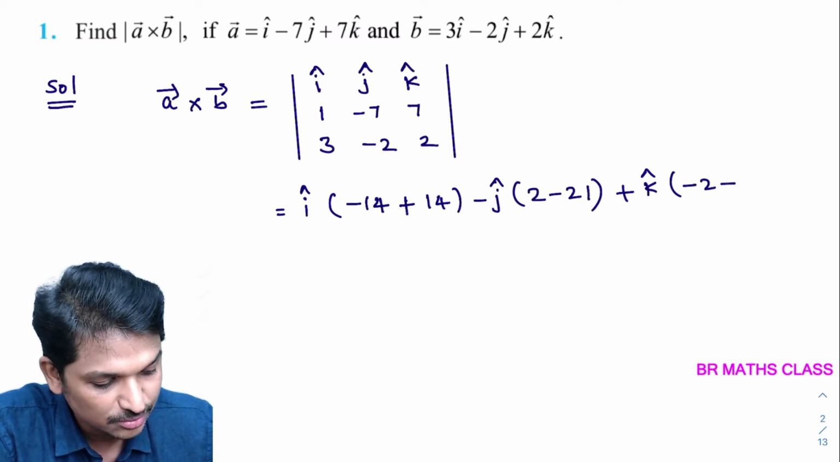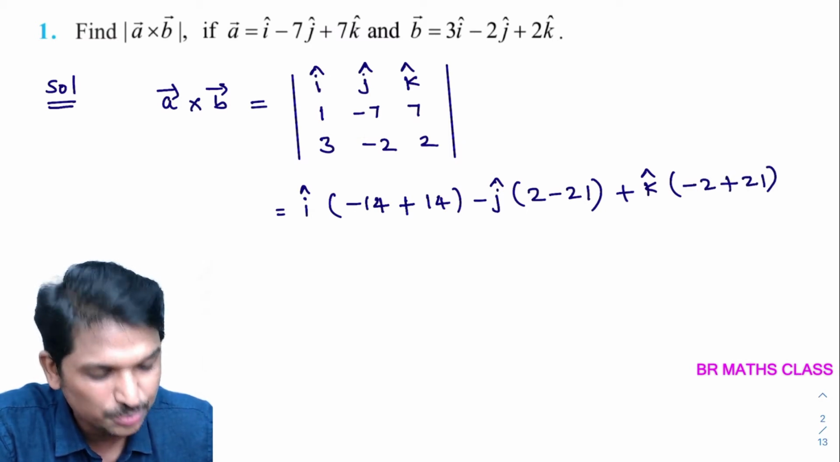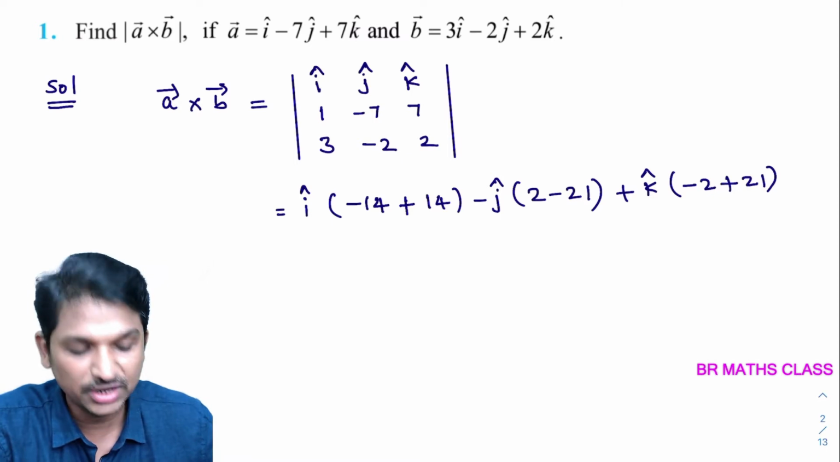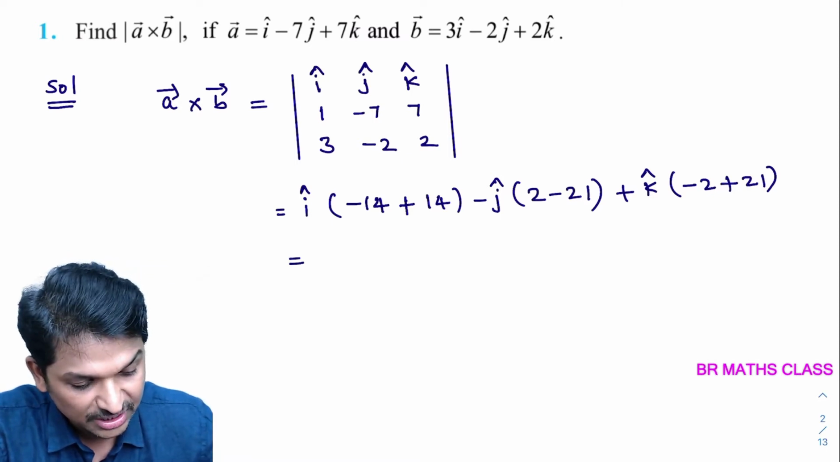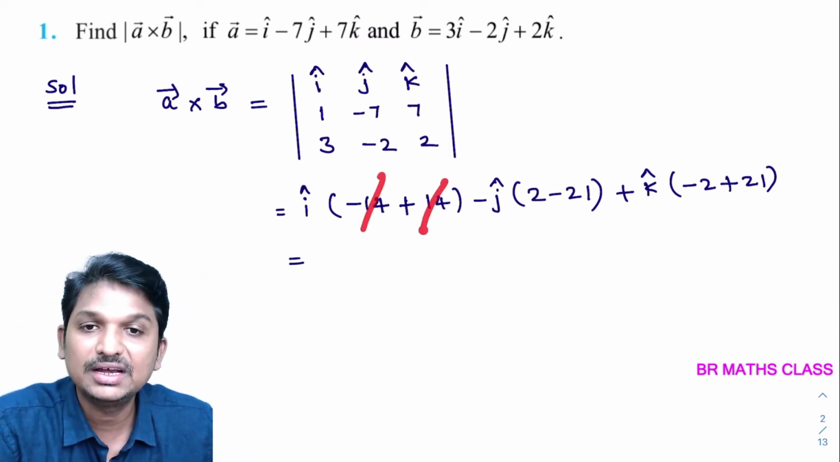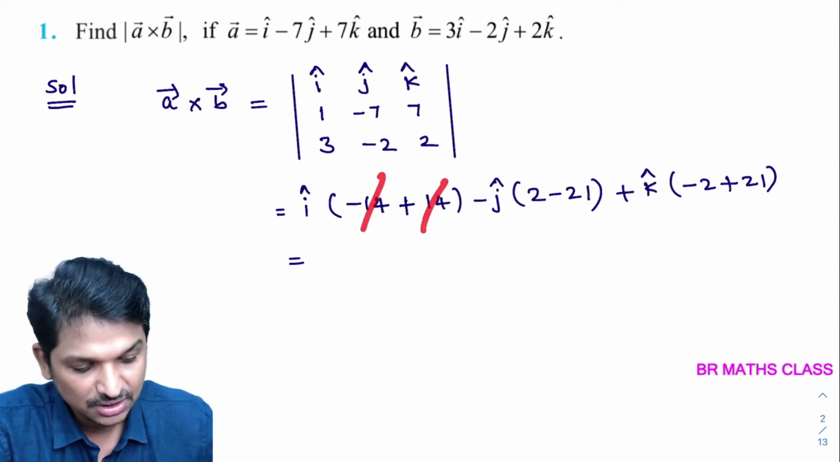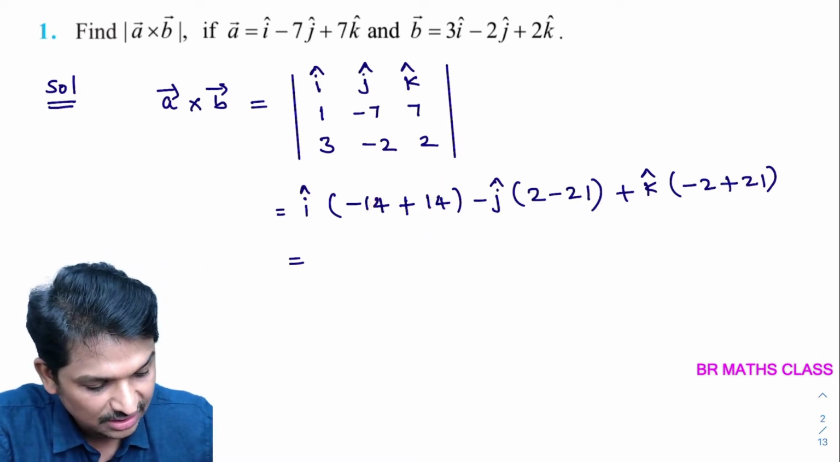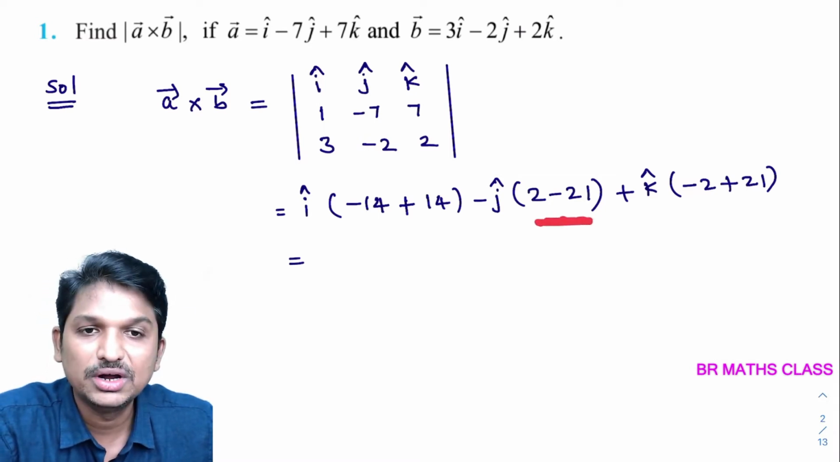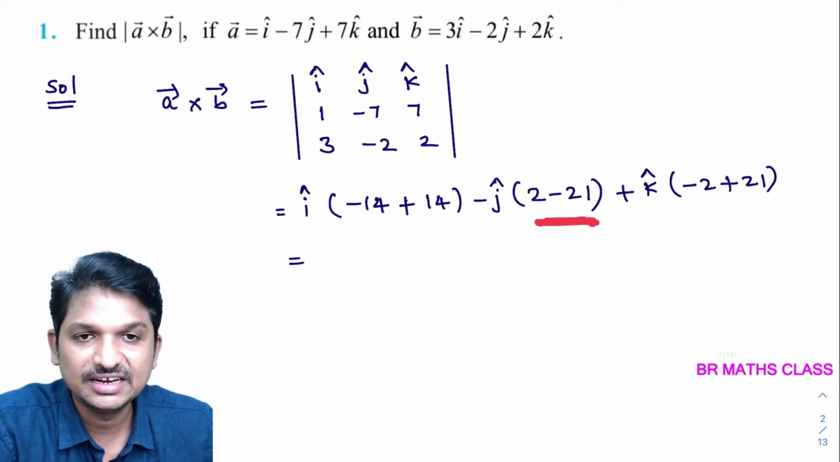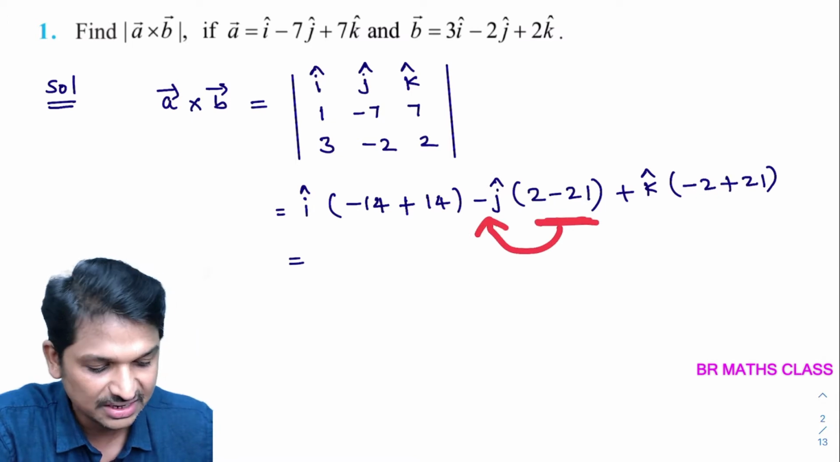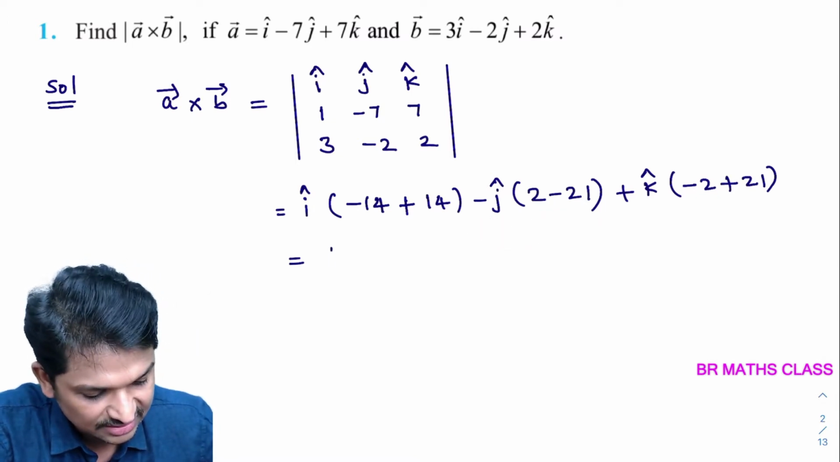So what you will get here? Minus 2 plus 21. I hope you know how to expand the determinant. Okay, so what this will become? This minus 14 plus 14 will get cancelled, that is 0 into I cap. So no need to write that 0 into I cap. Okay, now observe this one, 2 minus 21. 2 minus 21 is minus 19. Minus of minus plus. So what you will get here? This is 19 into j cap.